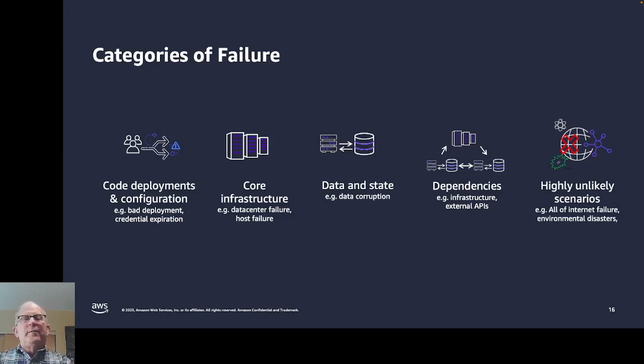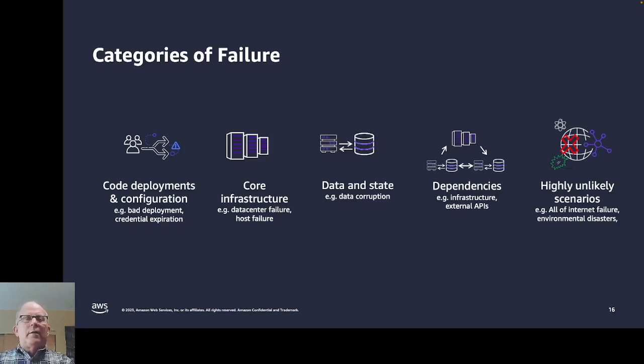Data and state. This covers your data, your application state information, or even overload. What happens if your customers overwhelm your service? What happens if your database gets corrupted? Recently, we saw a good example of this with the FAA outage that grounded all flights in the United States. This was related to human error and databases together.